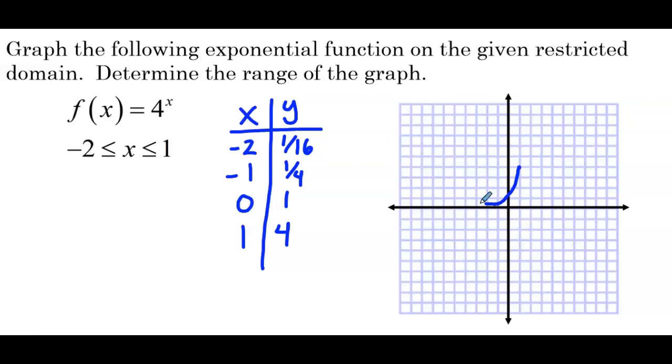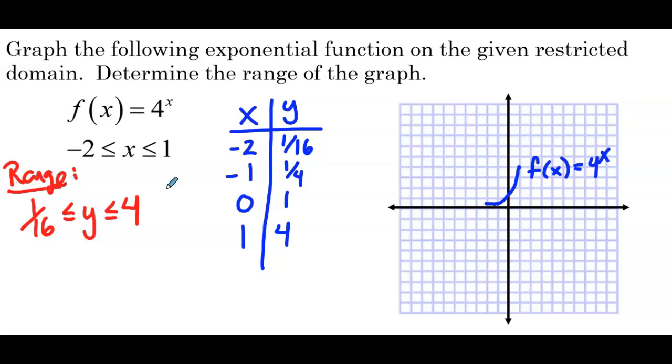Now the range, tough to get off the graph. And again, this is f of x equals 4 to the x. Much easier to see the range on the table of values. So the range here, well, the lowest y value is 1/16, and the largest y value is 4. Okay, so that's our range. If we want to write it in interval notation, that would be bracket 1/16, comma 4 with a bracket. Now they could throw this restricted domain on any of the functions that we've graphed throughout the year. They just, in this case, thrown it to us with an exponential function.